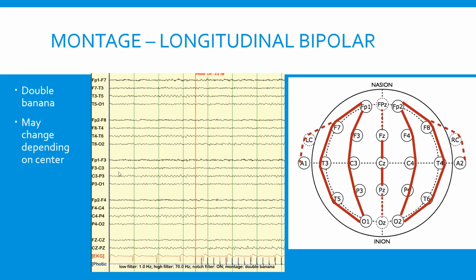So now we have the left central and the right mid. I'm sorry, the left midline and the right midline. So this is FP1, F3. So FP1, F3, right?